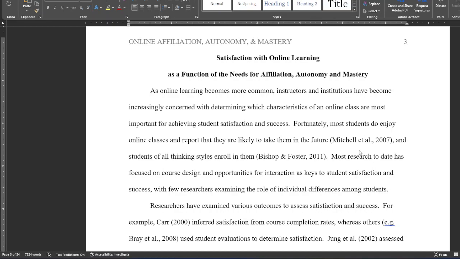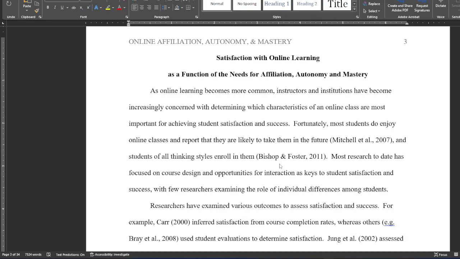So in APA 7, which is the publication manual that we're using for this class, because it's the current one, there are very specific rules for how to handle 3 or more authors versus 2 authors versus 1 author. So I'll start with the 1 author because it's super easy. If you have 1 author to cite, you provide their name and the year of publication, and that's it.